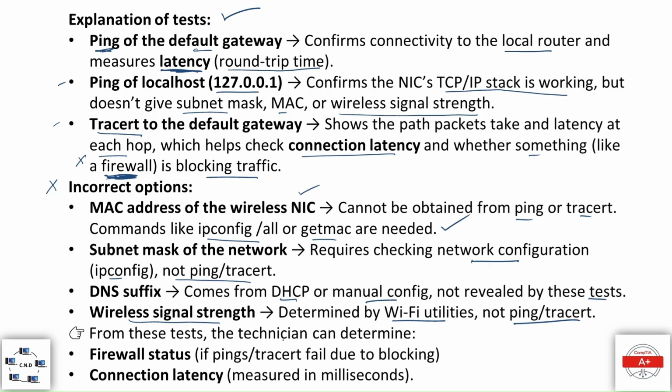So from these tests, the technician can determine the firewall status. If the ping or trace route command fails due to blocking, it means the firewall is active, and the connection latency, which is measured in milliseconds through the ping command.